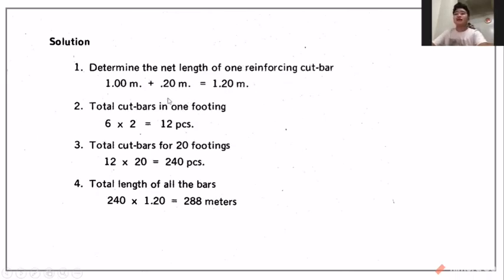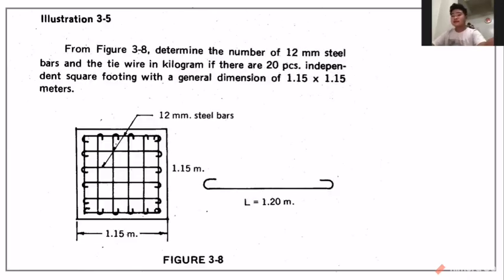So the total cut bars in one footing is 6 times 2, since this is actually a direct counting again. So we have 1, 2, 3, 4, 5, 6.